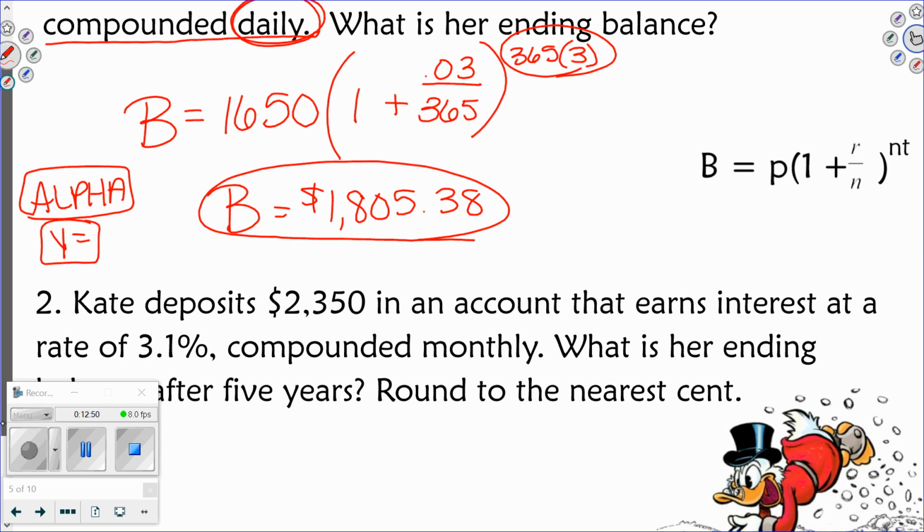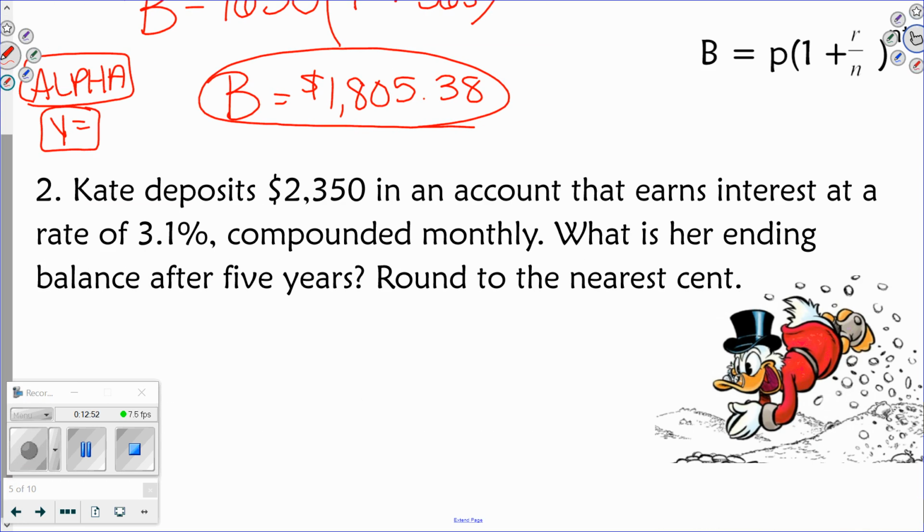All right, number 2. Kate deposits $2,350 in an account that earns interest at a rate of 3.1% compounded monthly. What is her ending balance after 5 years? So compounded monthly. Again, do we recognize that she is only depositing money one time? She's putting in that amount of money, and it doesn't say she's putting it in every month. She's just putting it in once. I know what's coming in the future, so I want you to start to recognize that.